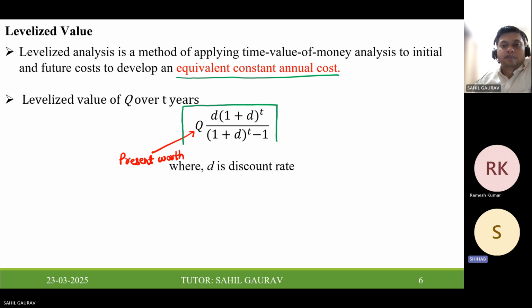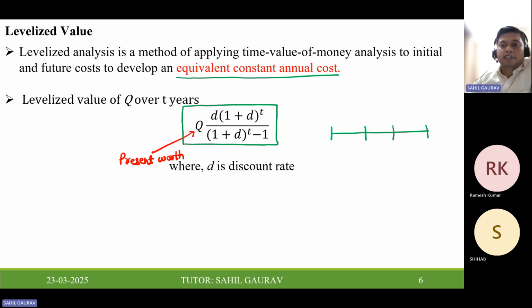Levelized value means actually future cost, or... No, it is not future cost. It is the equivalent constant annual cost. Yeah, it means, right, include losses or any expenditure in that sense.